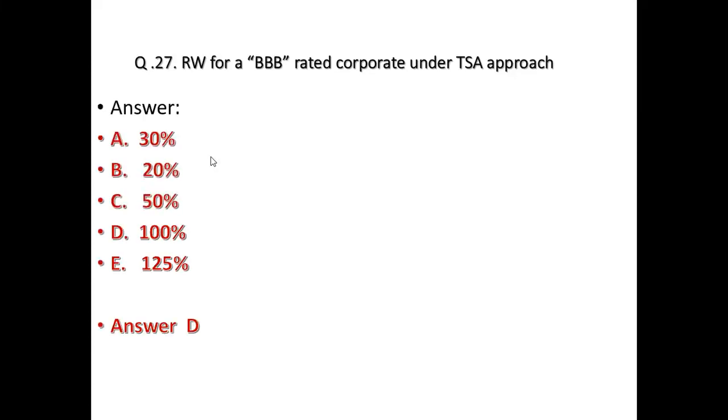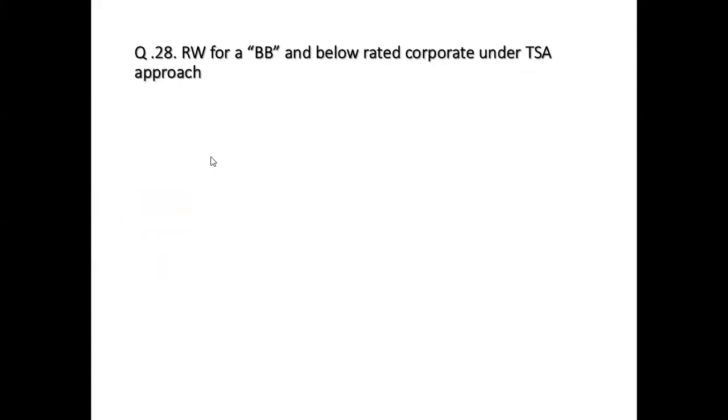BBB means 100. Quick revision. That's all, friends. Is it helping you? Tell me. Yes, quick revision. BB means 150. Remember, 125. Triple B only 100. Less than triple B, double B, B, all 150.